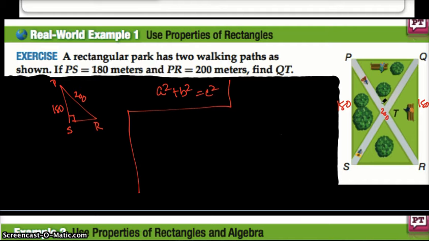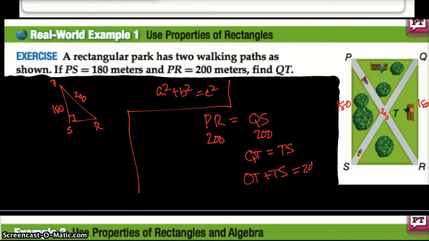So I'm going to stop here. If PR is a diagonal of a rectangle, then QS has to be equal in length. And if PR is 200, then QS is 200. And if QS and PR are diagonals of a parallelogram, then they bisect each other. Therefore, QT is equal to TS, and QT plus TS is equal to 200 because it's equal to QS. We know that they're equal. We could do substitution, and basically we get that QT is equal to 100. I'm going to stop there. So, like I said, QT is equal to 100.